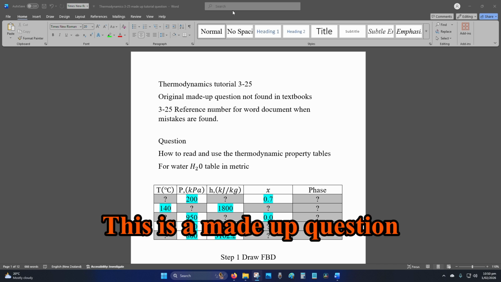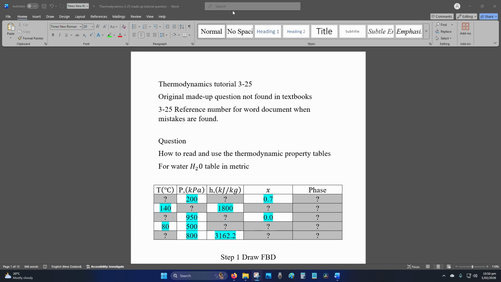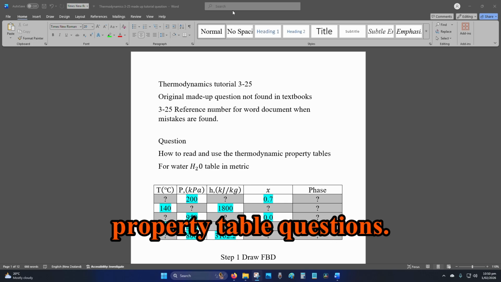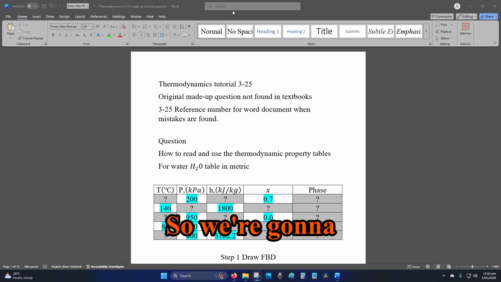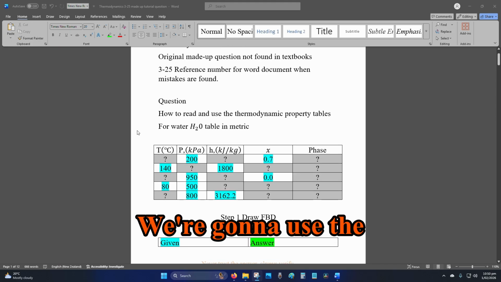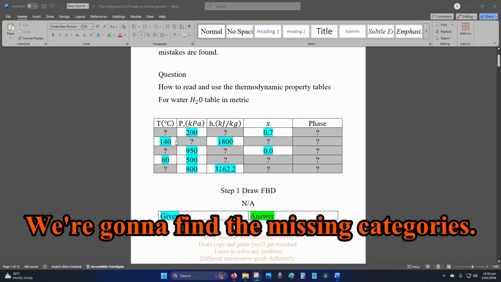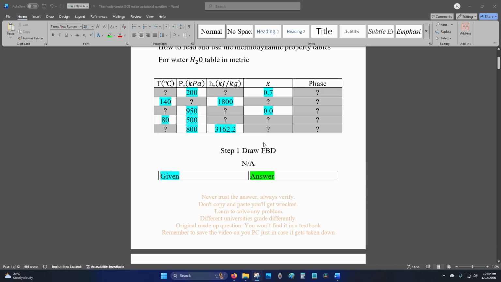This is a made-up question not found in your textbooks. We're going to continue solving these thermodynamic property table questions. So we're going to continue to practice reading and using the property tables. We're going to use the water table in metric form. We're going to find the missing categories.